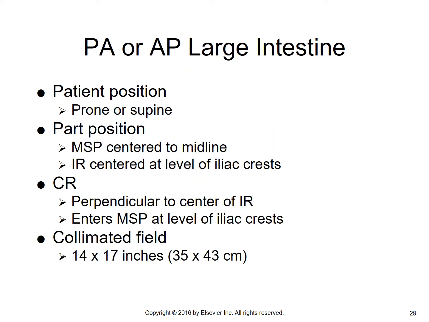For the PA or AP of the large intestine, patient position, they're either prone or supine. Part position, MSP is centered to the midline of the grid. IR is centered at the level of the iliac crest. So you're going to go down MSP, level of the crest, and it's a perpendicular beam. And you're going to collimate to a 14 by 17 inch size.